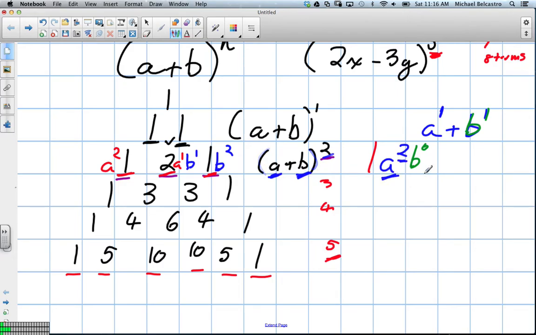The last term will start at 0, and then it will count up as a counts down. So the middle term, our coefficient, as we took from here, is technically the number 2. So we could say we're adding 2. A now counts down an exponent. A becomes to the power of 1. B goes to the power of 1.